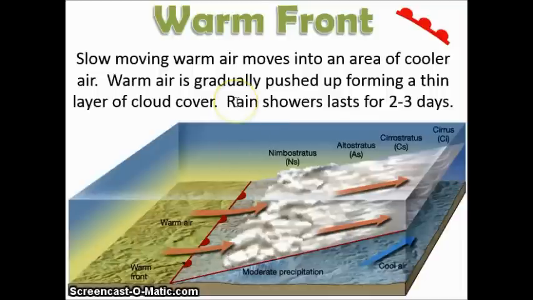Then we have a warm front. A warm front is slow-moving air that moves into an area of cooler air. Warm air is gradually pushed up, forming a thin layer of cloud cover. So this is your cloud cover right here. Rain showers last for 2 to 3 days. It says moderate precipitation. It just means it's kind of light rain. It tends to last a little bit longer. This is typical of a warm front moving into an area of colder air.